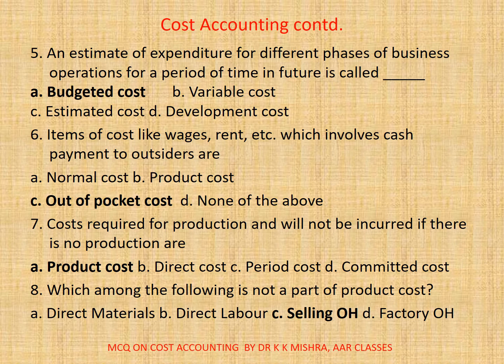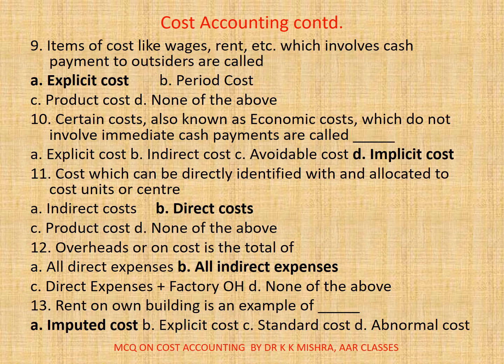8. Which among the following is not a part of product cost? A. Direct materials. B. Direct labor. C. Selling wage. D. Factory overheads. So here correct option is C. Selling overheads.